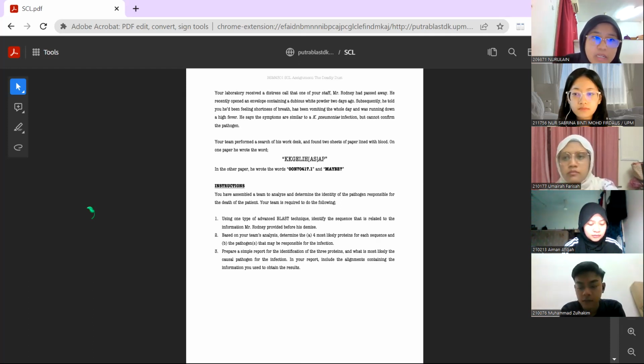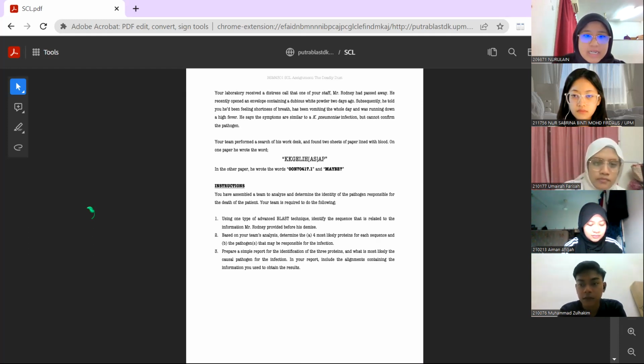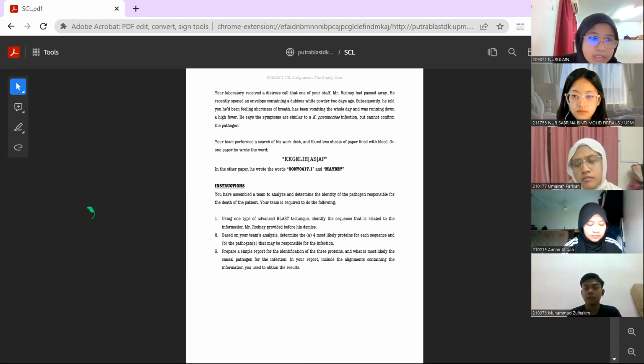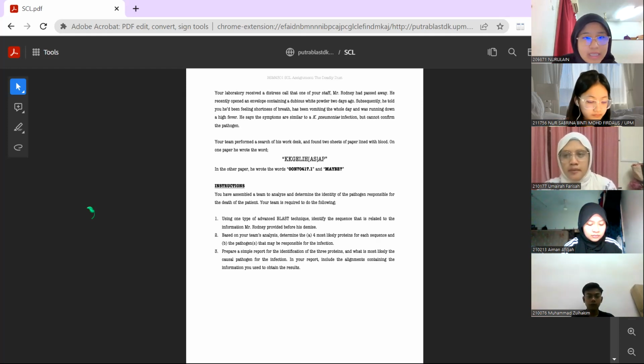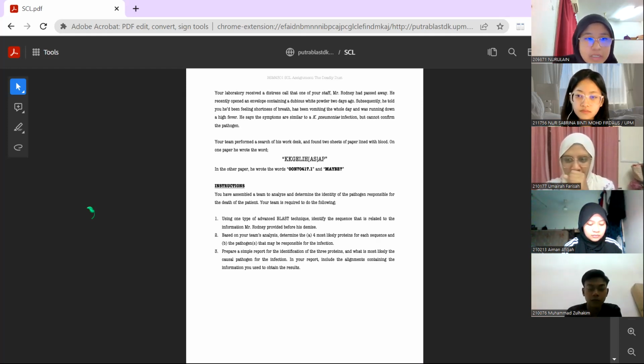This aligns with Mr. Rodney's observation of blood on the paper he wrote before his death. That usually occurs within 72 hours, and Mr. Rodney passed away after 2 days. Additionally, a significant piece of evidence is the suspicious white powder. In 2001, anthrax spores were deliberately placed in powder form and used as a biological agent in the mail to cause harm. It is possible that the white powder Mr. Rodney encountered was contaminated with microscopic spores of Bacillus anthracis, leading to his infection and subsequent demise.